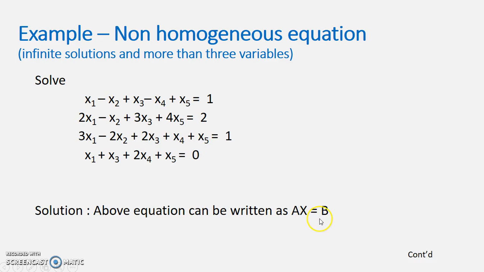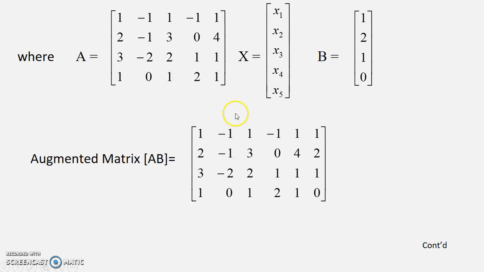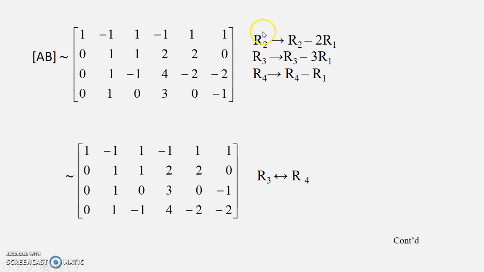So when we convert this into a matrix equation, we get A is a big matrix, X is this one, B is 1, 2, 1, 0. When we adjoin B to A, we have an augmented matrix of this form, where we need not do anything. The first leading element is 1. Now we have to convert this to zeros. For that, perform this operation. You can pause the video and perform this operation and see.